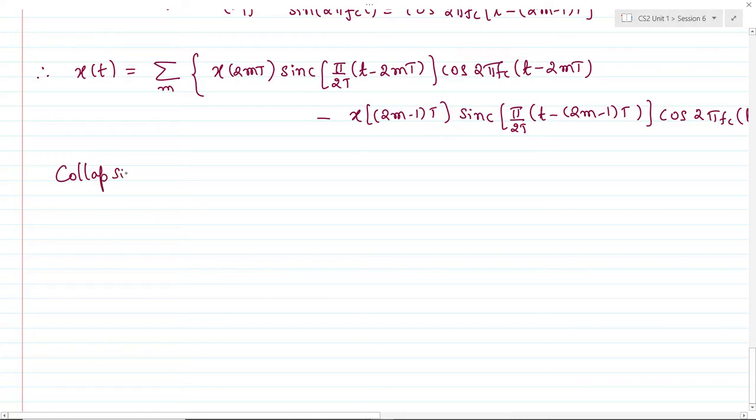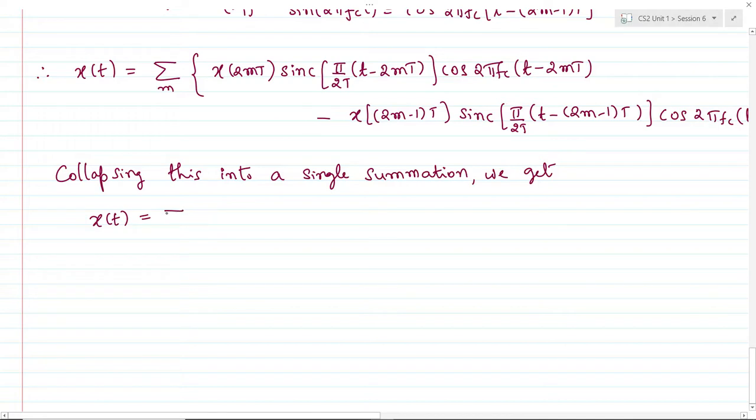Okay, we get one term, which is x of t, equal to the summation with m running from minus infinity to infinity of x of mt, because these are just samples of x of t now, times sinc of pi by 2t times t minus mt, because even and odd terms are clubbed together, and similarly cos of 2 pi fc t minus mt, because again odd and even terms are clubbed together. Okay, so this is our reconstructed bandpass signal based on its samples.